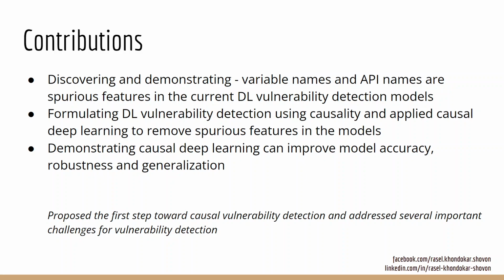The contributions were discovering and demonstrating that variable names and API names are spurious features in current deep learning vulnerability detection models, formulating deep learning vulnerability detection using causality, and applying causal deep learning to remove spurious features in the models. They demonstrate that causal deep learning can improve model accuracy, robustness, and generalization. In this paper, the author proposed the first step toward causal vulnerability detection and addressed several important challenges for vulnerability detection.